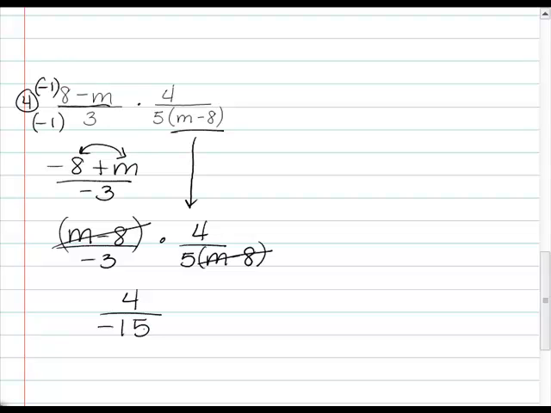Now we don't ever like to put our negatives in the bottom of a fraction, so what we're going to do is just take that negative and switch it up there to the top and make this -4 over a +15. And there's our answer.